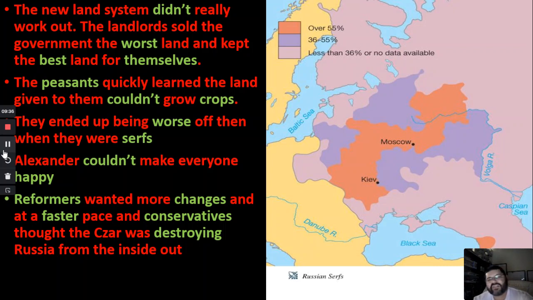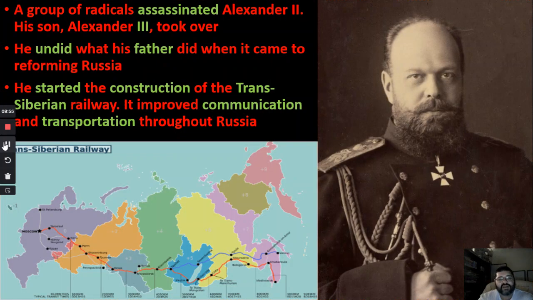The other group, the conservatives, were basically like, see, this is going to fail. Our country is going to get destroyed, not because of some other country invading us or doing something. It's going to be because of our czar, our king. He's destroying our country. And so what happens is a group of radical people actually kill Alexander II. And so his son, the guy you see in that picture right there, that's Alexander III.